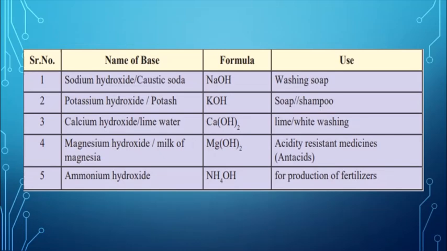Let us talk about the uses of base. Now the base sodium hydroxide, we also call it caustic soda, which is nothing but NaOH, and it is used in washing soap.